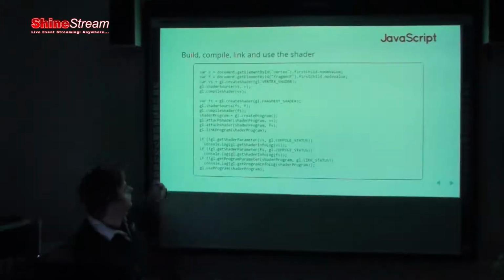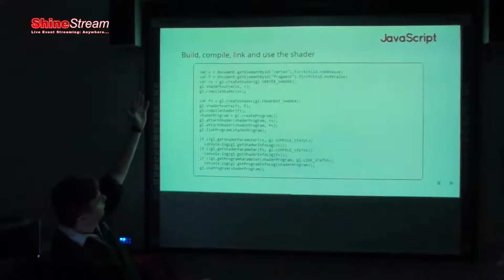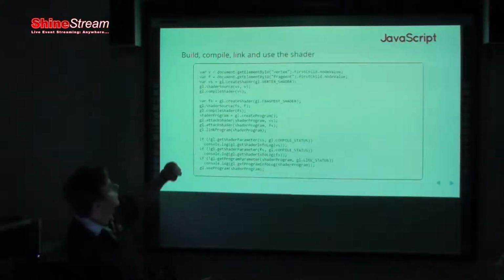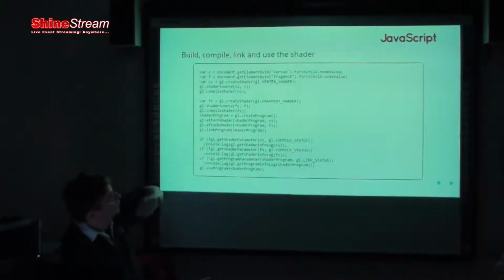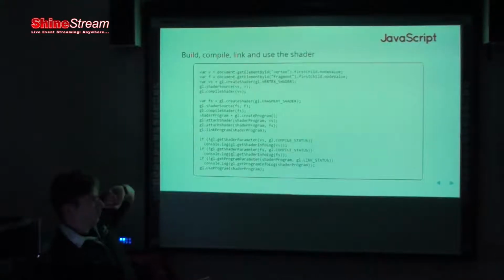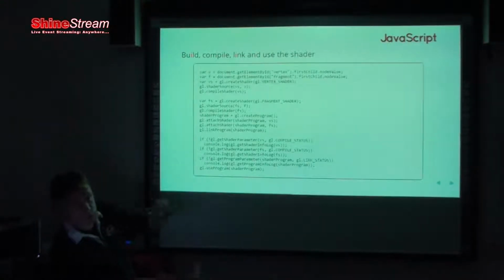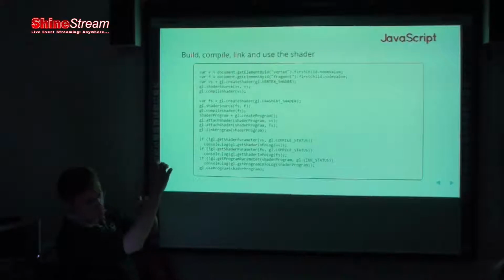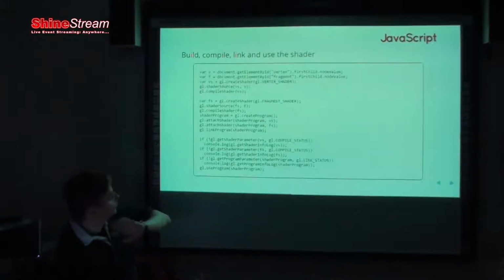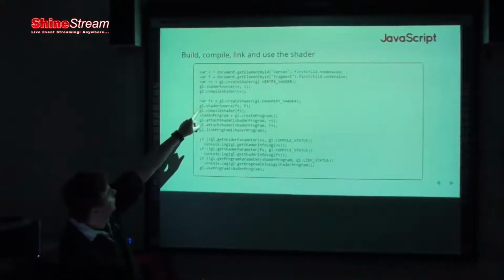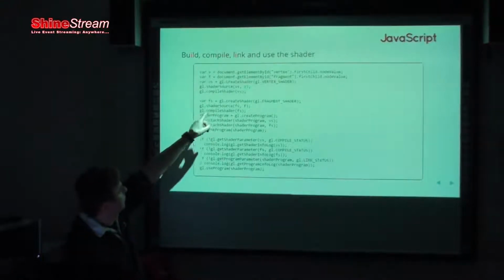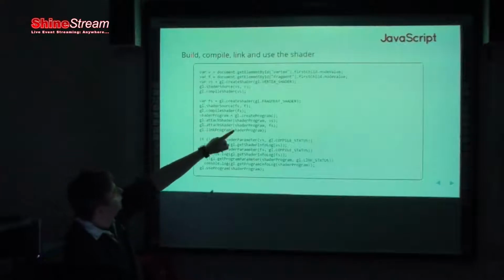Right. So this is the boring bit. You have to build, compile, link, and use the shader. So at the top, as I said, we're getting the element by ID, the vertex and fragment shaders, first child, no value. Hopefully your JavaScript's good enough to understand what's going on there. Those are just essentially those 2 chunks of code as strings. Again, no special meaning as far as JavaScript is concerned. So we create a shader, you tell it what the shader source is, and then you compile it, and then you do the same for the fragment shader.